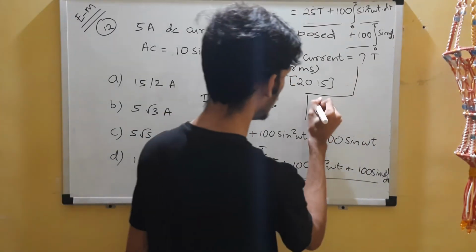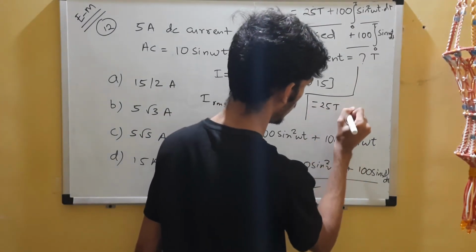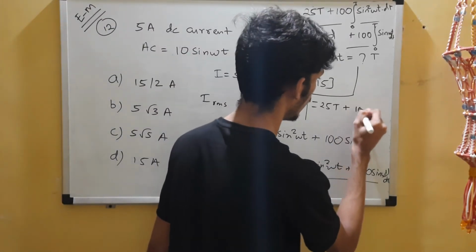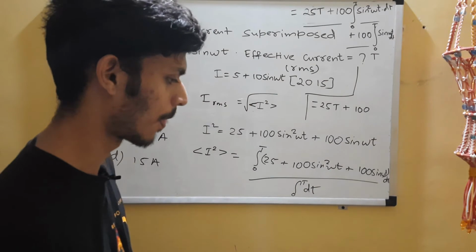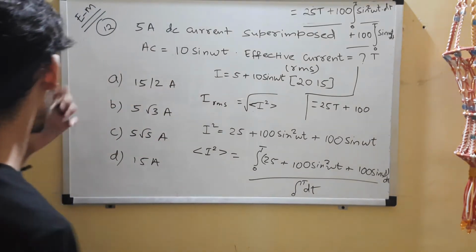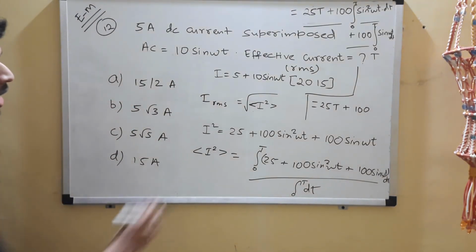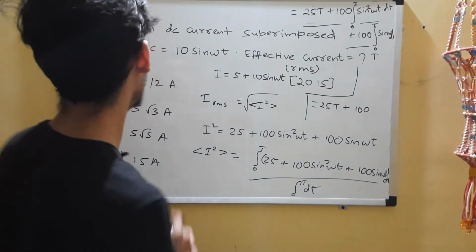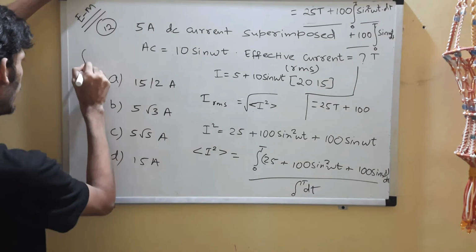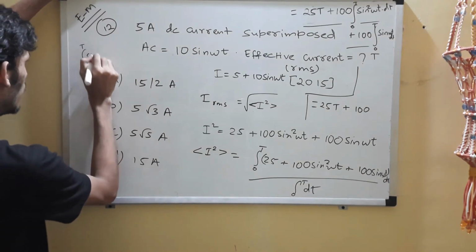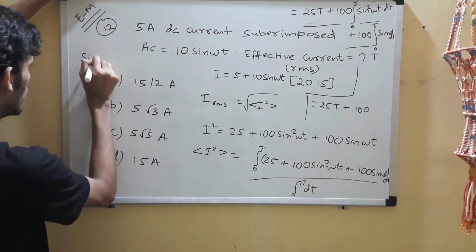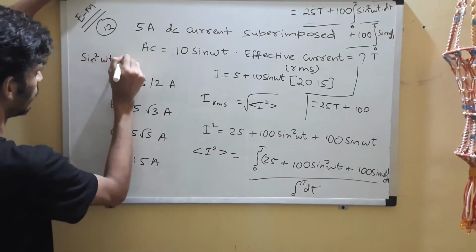So 25t, it is the same thing. Copy paste. Now what is the average of sine square omega t? You are supposed to remember this. You can carry out the integration of course, but you can remember it directly, that the average of sine square omega t over a cycle is half.